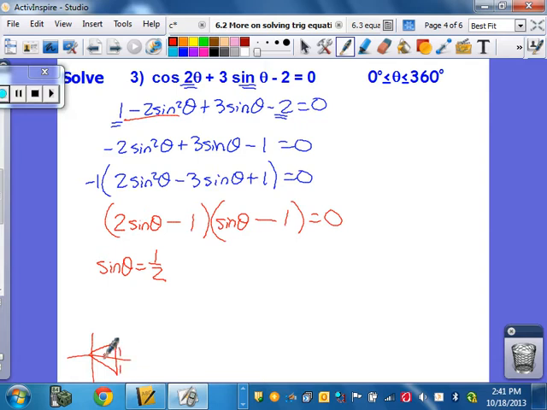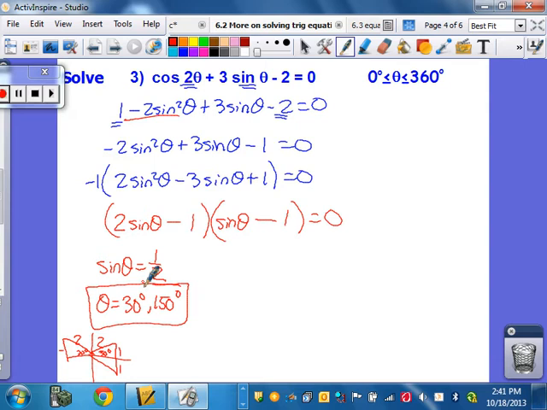Well, what am I doing? It's not 1 and 4. 1 and 2, everybody. So that's a 30 degree and another 30 degree. But I'm 30 degrees shy of 180. So 30 degrees and 150 degrees would be the answer here.